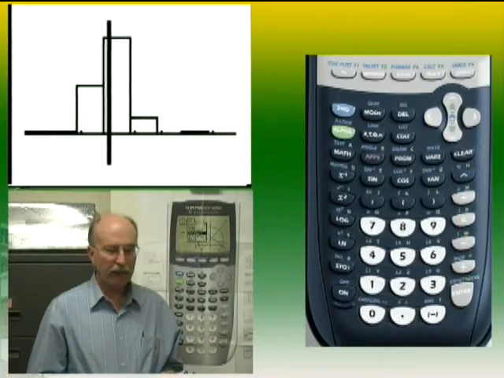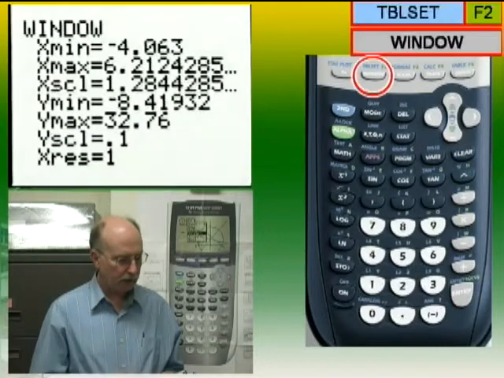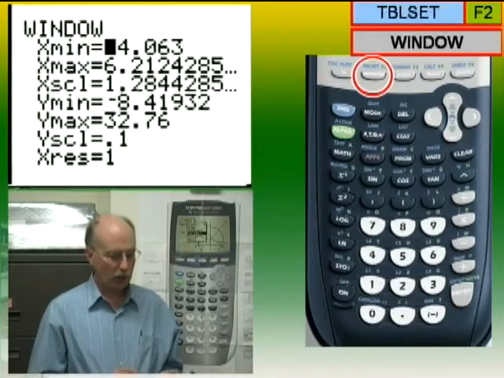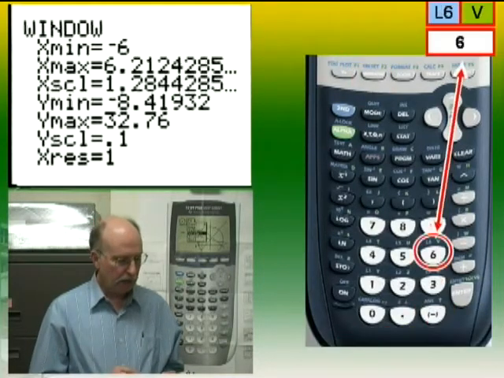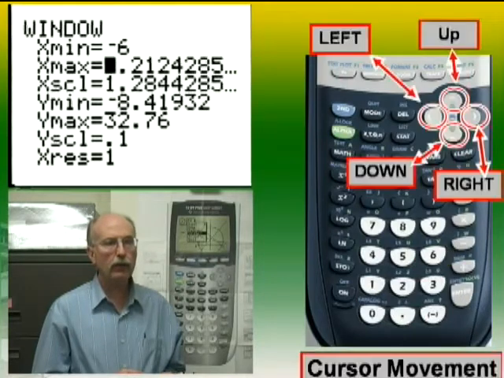Let's see if we can adjust the window manually and make it even a little bit better. We're going to hit the window key. We're going to make our smallest value -6. We're going to make our largest value 6.